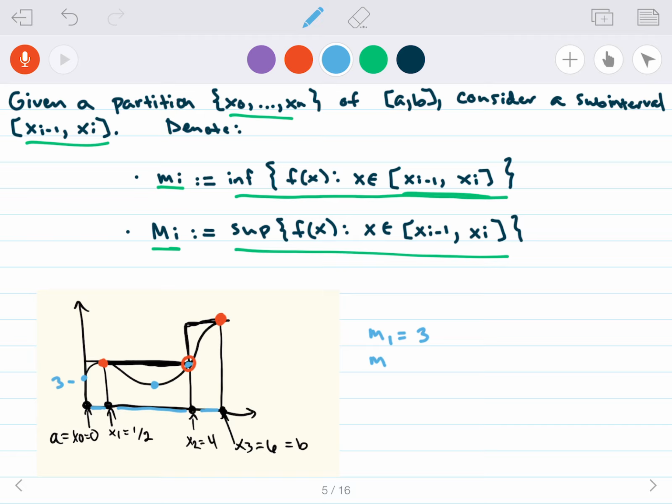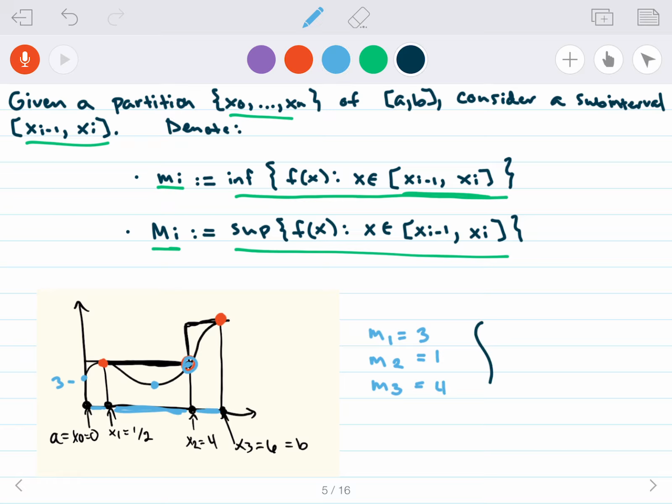m2 is this guy, so that's the lowest point on this interval, and that's going to be 1, and I'm going to say m3 is the lowest point on this final interval, and I'm just going to say that that's 4.